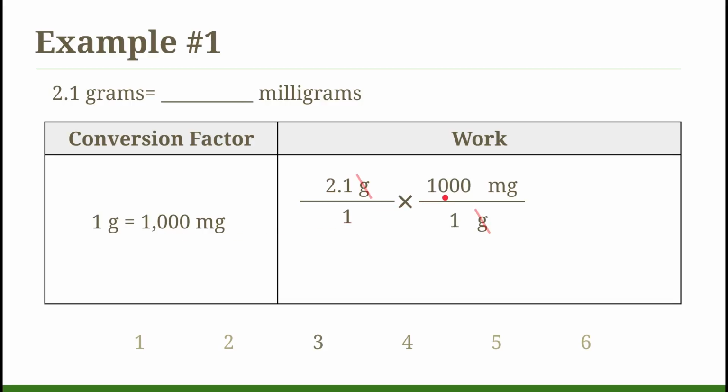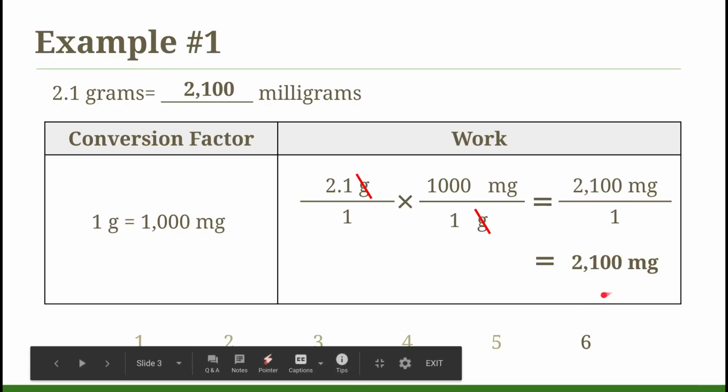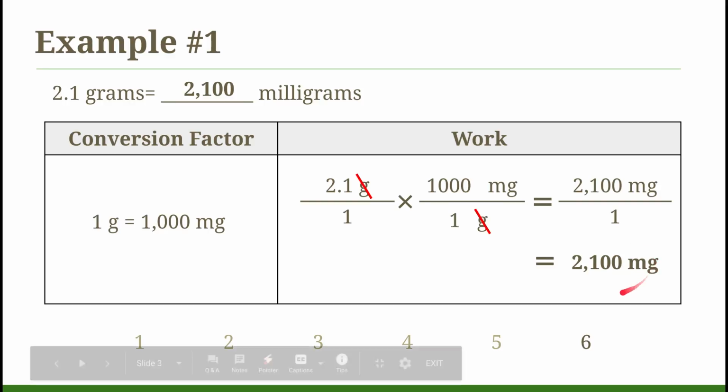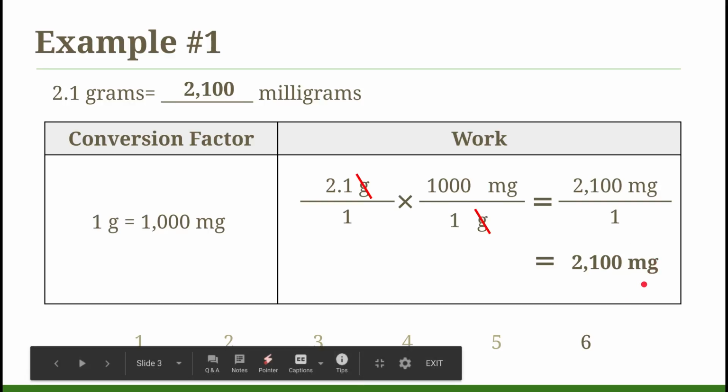Our fourth step is to cancel the units. Our fifth step is to multiply across the top, which gives us 2,100, and to multiply across the bottom, which gives us 1. Then we can divide, and 2,100 divided by 1 is just 2,100, which is our answer. And the sixth step is writing our answer on the line or with units as shown.